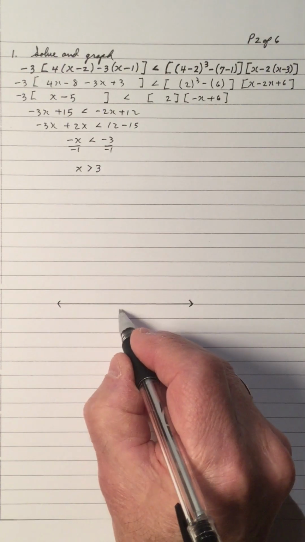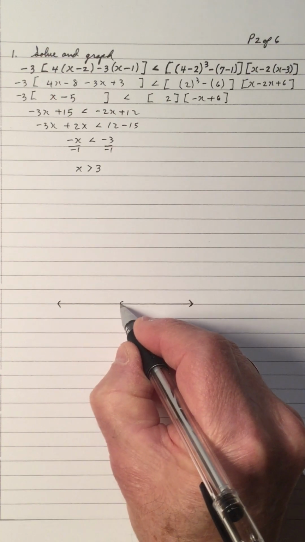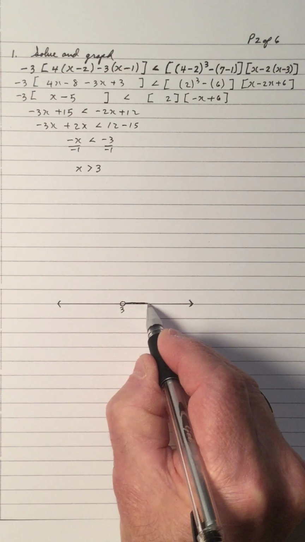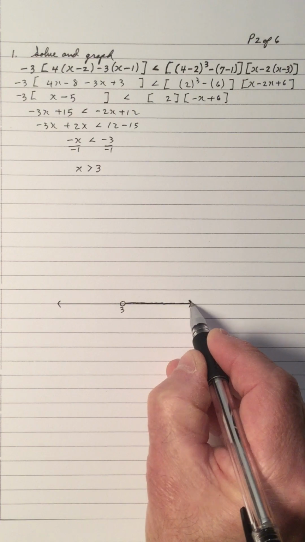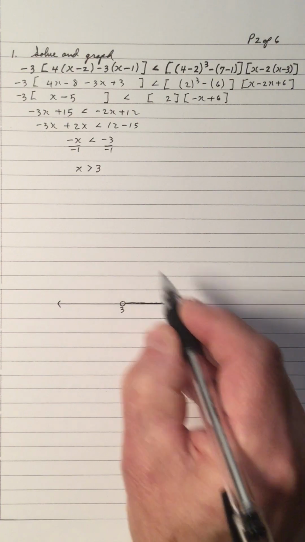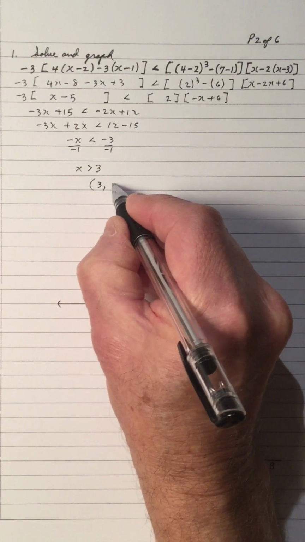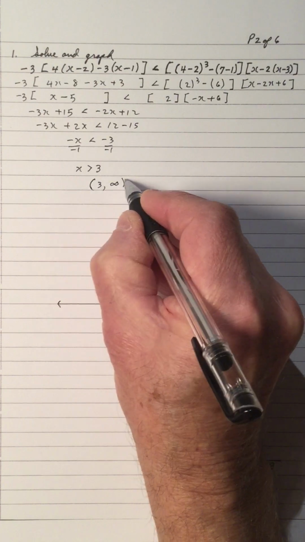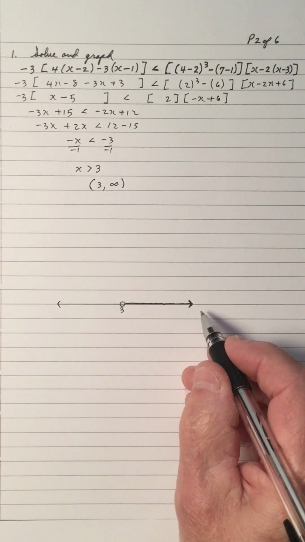So I have x is 3, and notice it's not equal to, so it's a hollow dot, and greater than is to the right. So there's the graph of it, all real numbers to the right of 3. And another way to write that would be open bracket 3 comma infinity. So this is open. These are saying it is open. 3 is not included, and it keeps on going to infinity.